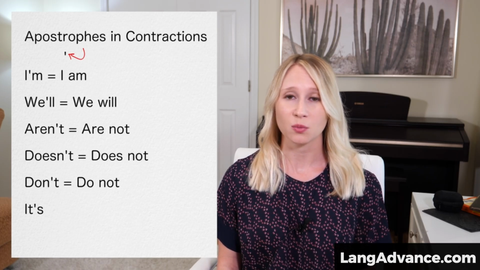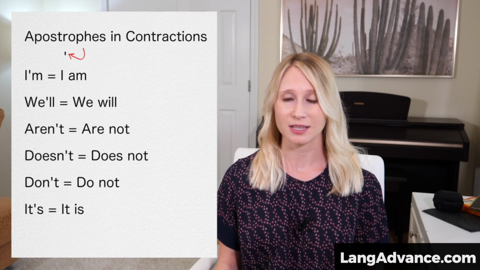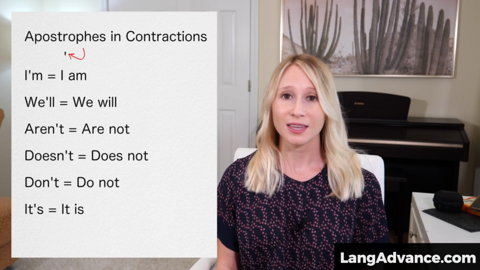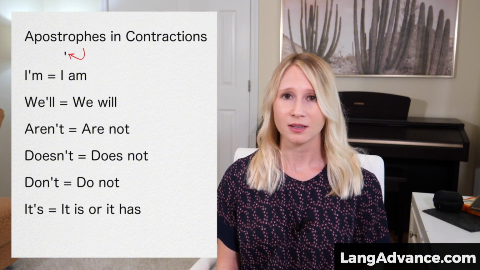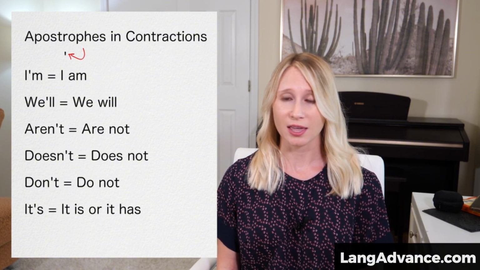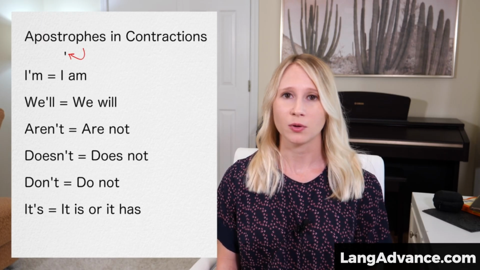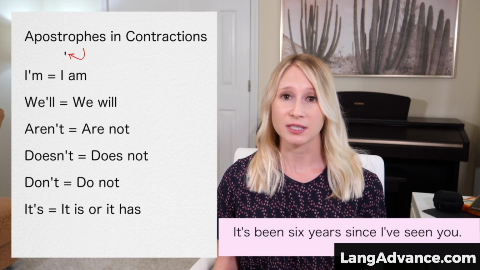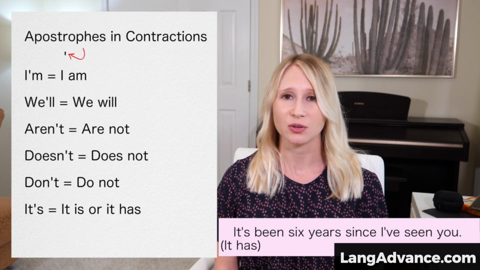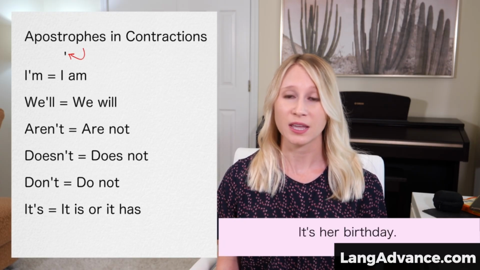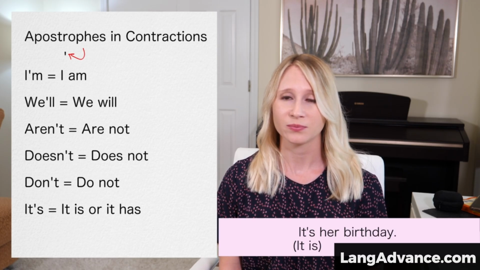It's combines the words "it is." It can also stand for "it has," where we replace the "ha" with an apostrophe. For example, it's been 6 years since I've seen you. It has been 6 years since I've seen you. Or, it's her birthday. It is her birthday.